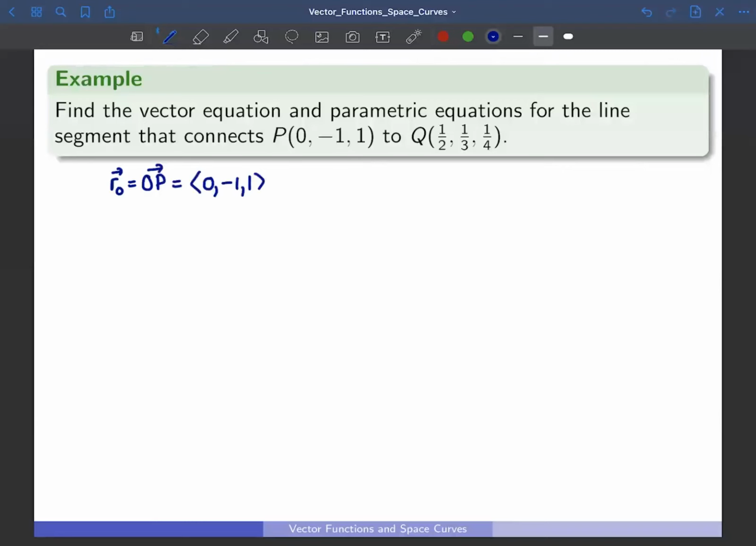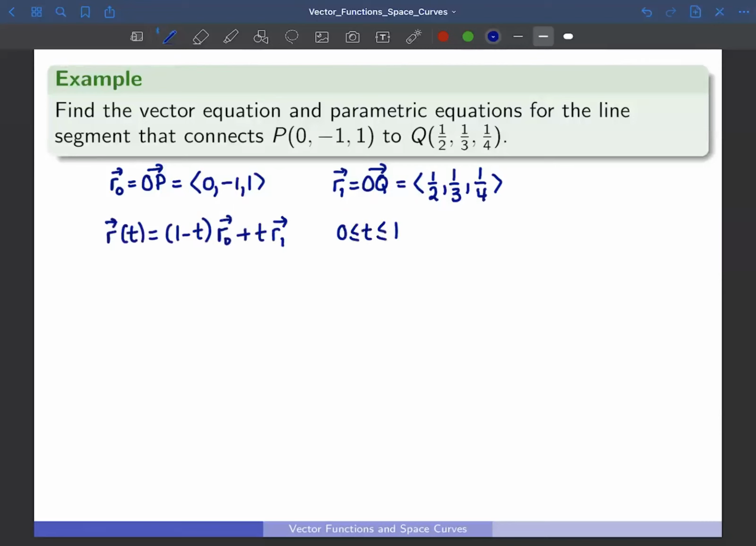And for the position vector that points at the point Q, let's call it r1. This is equal to the vector OQ, which is equal to the vector with components 1/2, 1/3, and 1/4. Now for the equation of the line segment, we have the general form given by the vector r of t equal to 1 minus t times the position vector r0 plus t times the position vector r1. And we know that this is valid when 0 is less than or equal to t, less than or equal to 1.